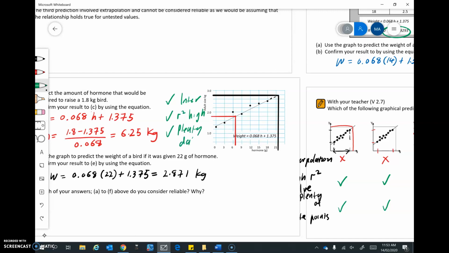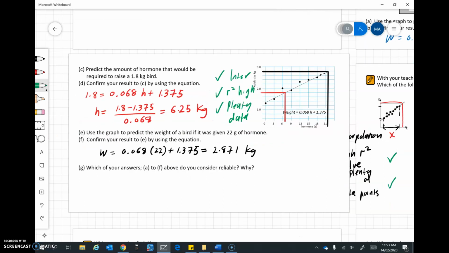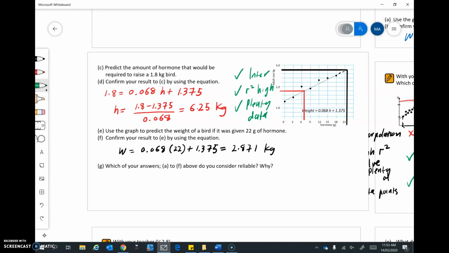So this last one's the only one that is unreliable here, because although it's got high R squared value and plenty of data, we can see that it is an extrapolation. I had to extend the line of best fit, and data was only collected up to a bird that had 18 grams of hormone, and we're predicting for 22, right? So that's outside the data, so it's an extrapolation. So this one is unreliable.